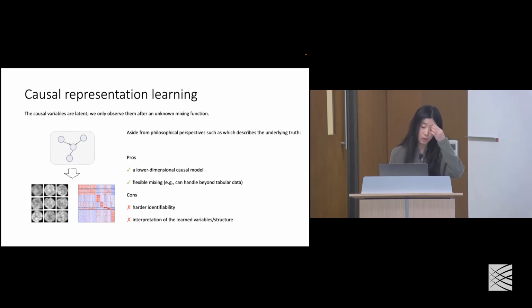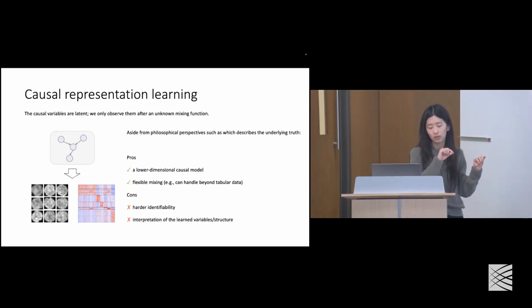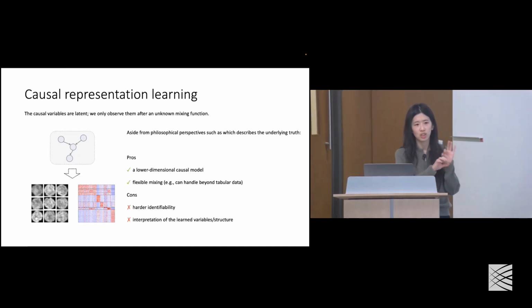This would allow you to handle data beyond tabular data, for example, images. Looking at images, you cannot do causal structure learning on top of the pixels, because it doesn't really make sense to treat each pixel as a causal variable. If you compare the images across the data set, those entries of the image don't actually correspond to each other. They don't have any relationship.